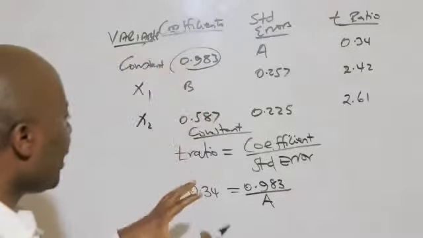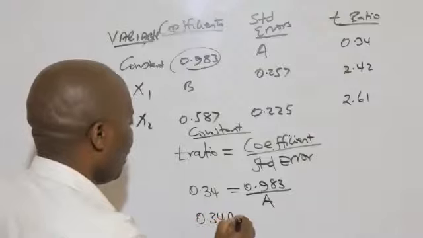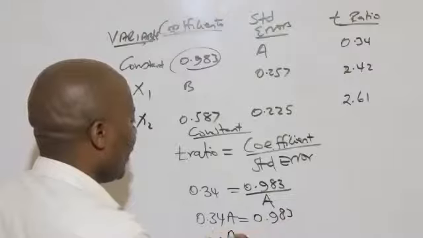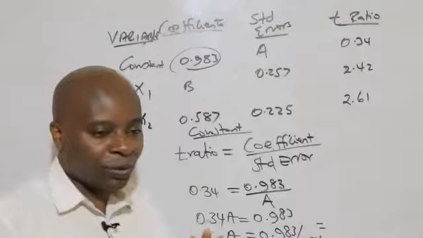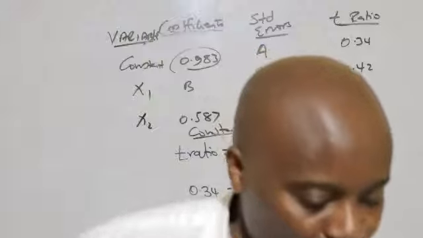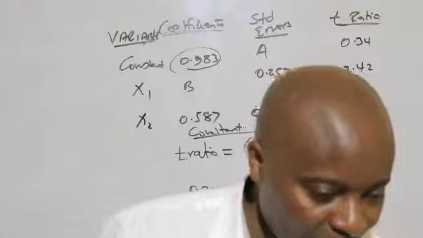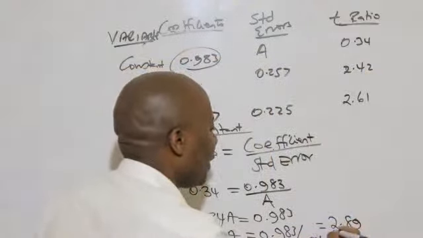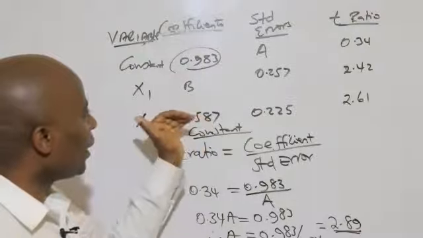So if you try making A the subject of the formula, then this will be 0.34A equals 0.983, implying that A will be 0.983 divided by 0.34, which will be equal to what in terms of 2 decimal places? I'm being given a figure of 2.89 by Edith. 2.89. So that is it. We've been able to evaluate the constant.